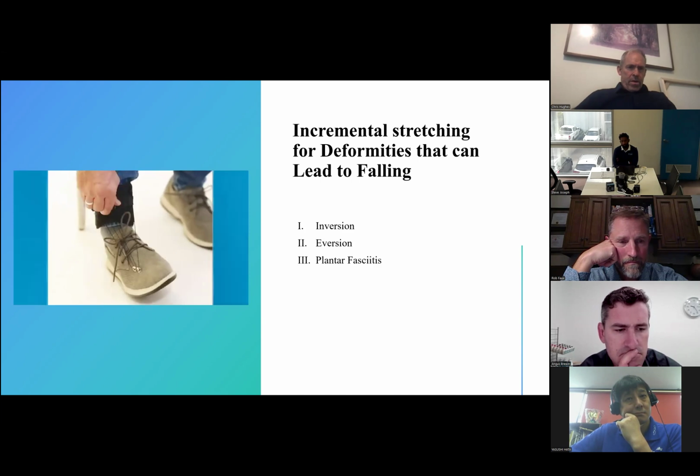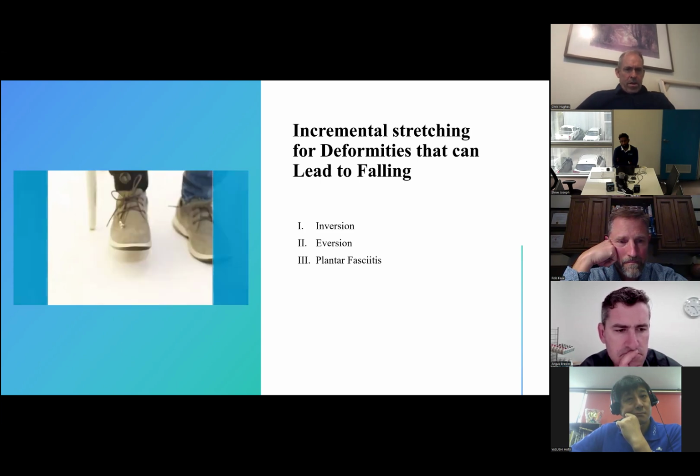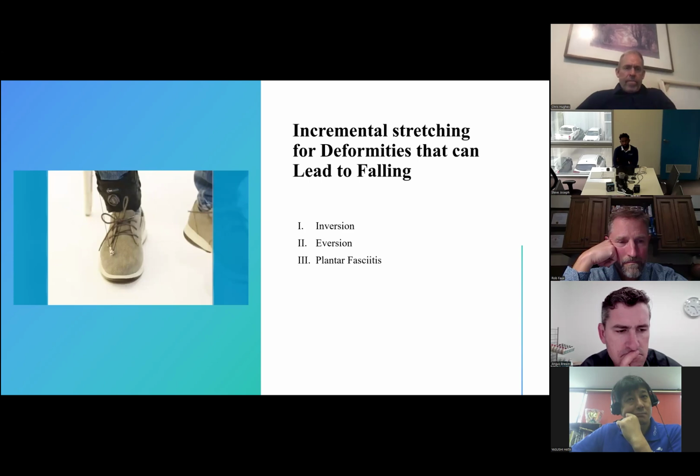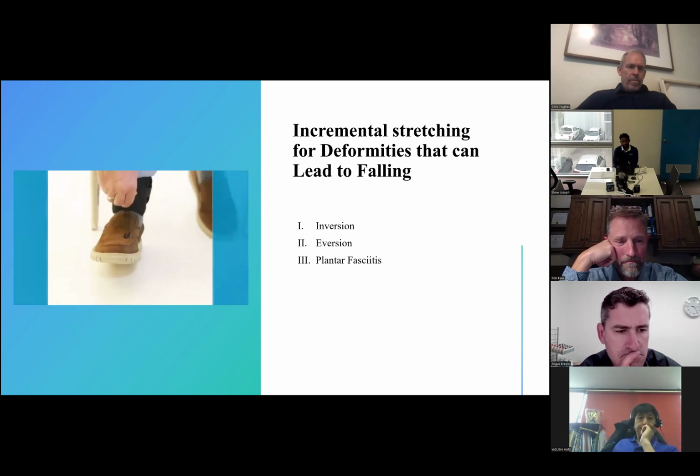In the end, you'll have a brace that brings the inverted foot into a more neutral position, where the lateral part of the foot lifts and is pulled outward, and where the everted foot is placed into a more neutral position, where the medial aspect of the foot lifts and is pulled inward.